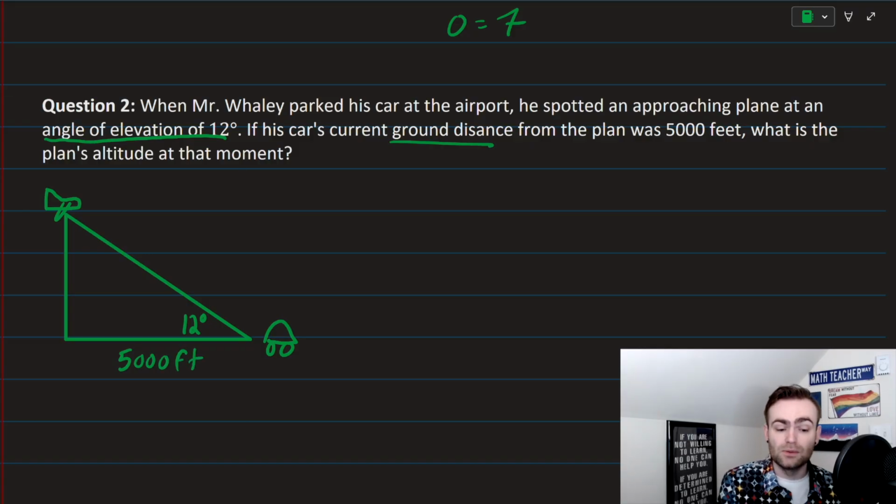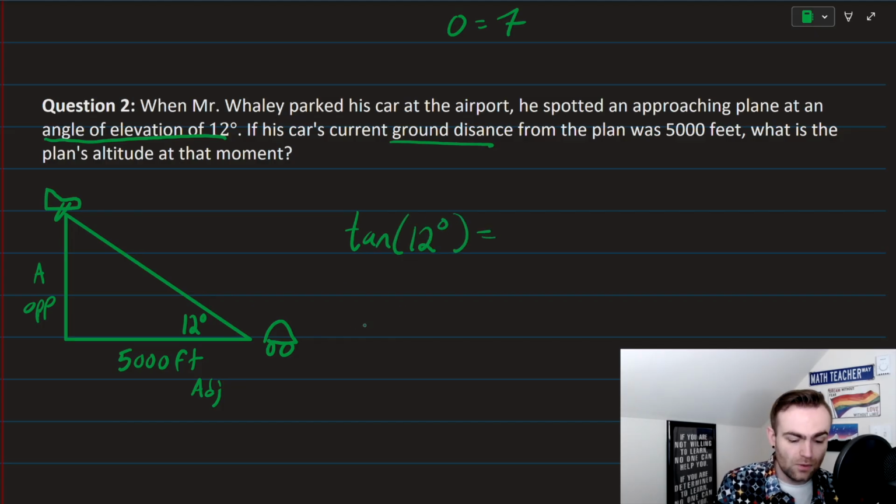What is the plane's altitude? Altitude is vertical height. So we'll call this altitude, we'll call it a capital A for our intents and purposes. So let's set up an equation. Well, first thing that we need to do is we need to identify what sides we have. We have this side here, this would be the adjacent. And we have this side here, which would be the opposite. Opposite and adjacent means that we're going to be using tangent this time. So tangent of our 12 degrees is equal to opposite over adjacent. So in this case, A over 5,000.